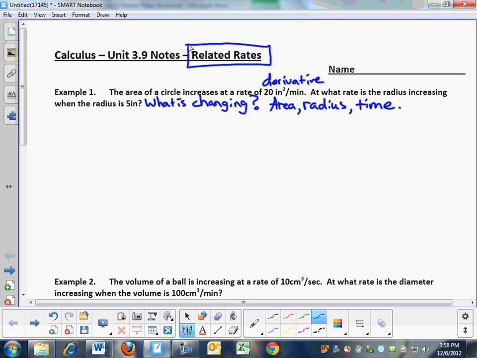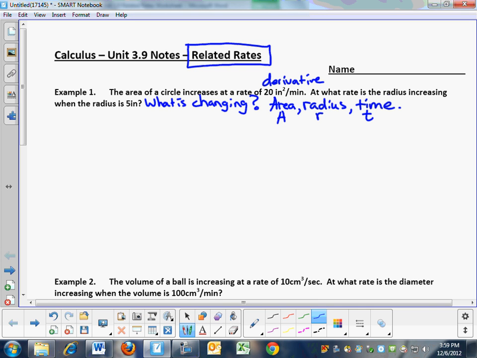And so therefore, we really have three different variables: area, radius, and time, A, R, and T, that we need to account for. And so that really presents a little bit of a challenge. Fortunately for us, we understand how to use implicit differentiation. This will allow us to solve related rate problems. This first one's pretty straightforward. The area of a circle increases at that rate. It wants to know what the rate of the radius is increasing when the radius is 5 inches.